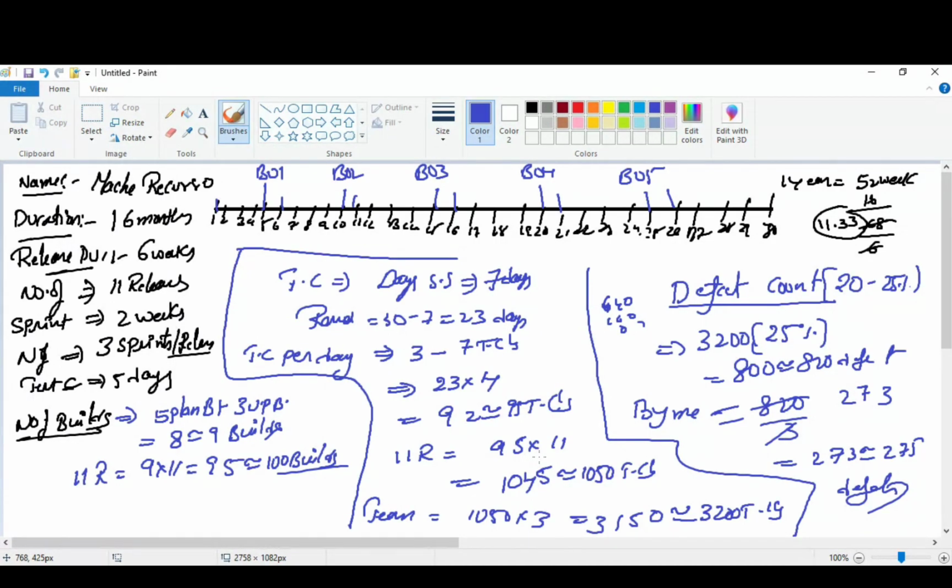It's not one build, it's a combination of five builds. Five planned builds.